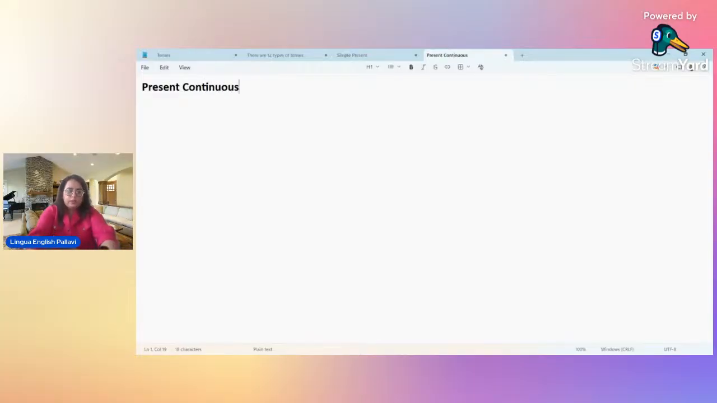Present continuous. Also we call it present progressive. So present continuous and present progressive both mean the same. Okay, let us start with the positive sentence. And here also we are going to learn all the three sentence types for it. Positive sentence. So what is it?